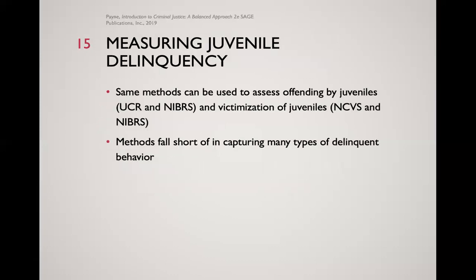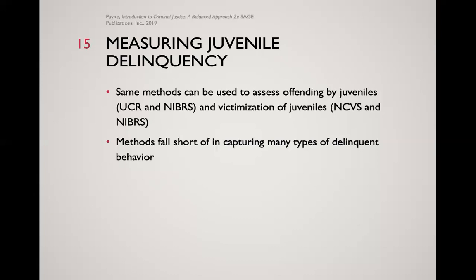Measuring juvenile delinquency. The same methods can be used to assess offending by juveniles. Obviously some of the information that is recorded is limited when it comes to juveniles because they have some sort of protections state by state. The ways that they are reported to the FBI through the UCR and NIBRS take away some of the information so that it is not as identifying as it would be with an adult offender. And then we also get the victimization of juveniles through the NCVS.